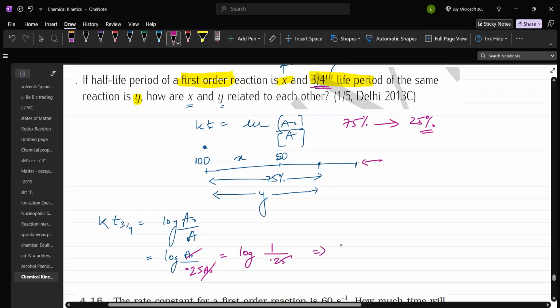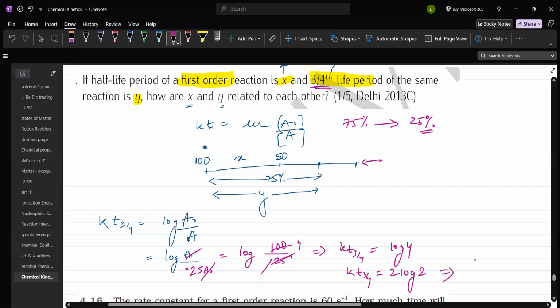Okay, I'm getting there. So k t 3 by 4 is equal to, if you remove this, this one will become 100, this one will become 4. So this will become log 4. Log 4 is what? 2 log 2. Are you comfortable with this operation? Yes, sir. Okay, so k t 3 by 4 is this.